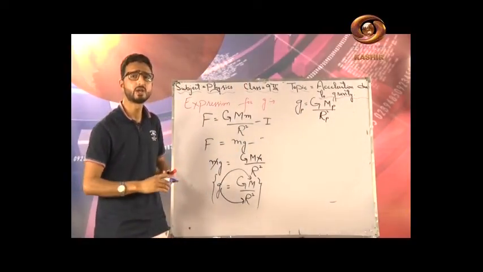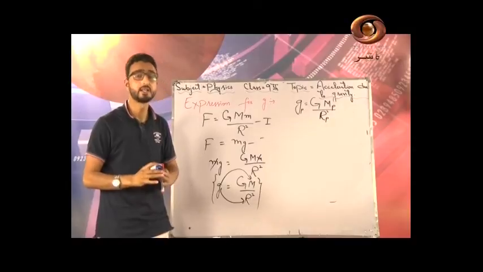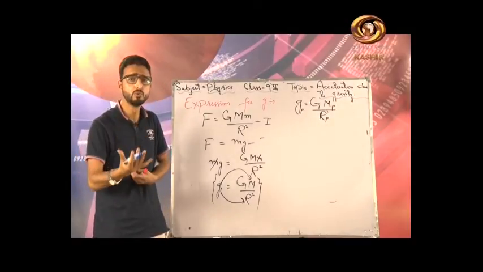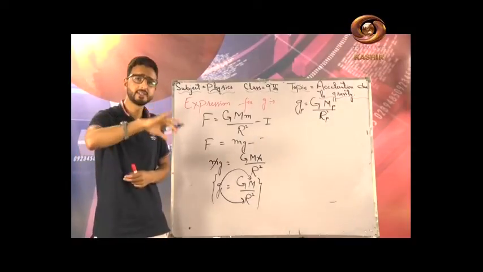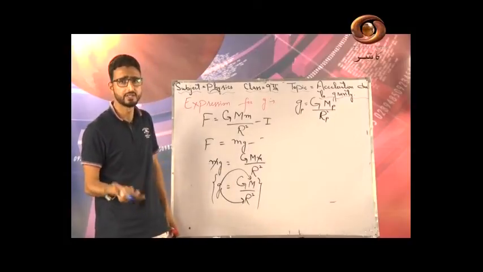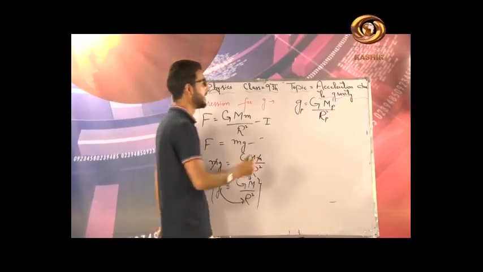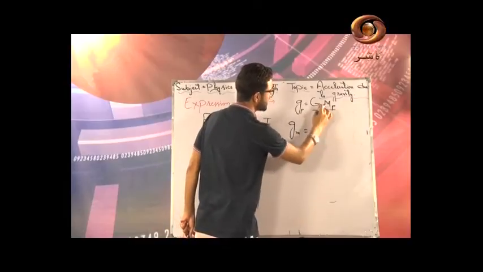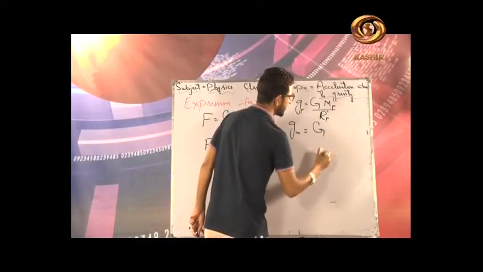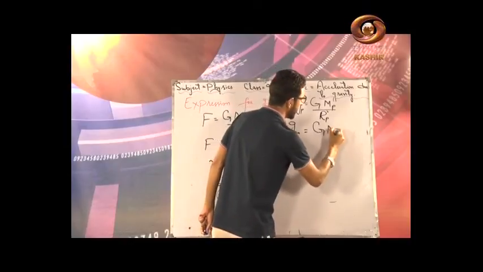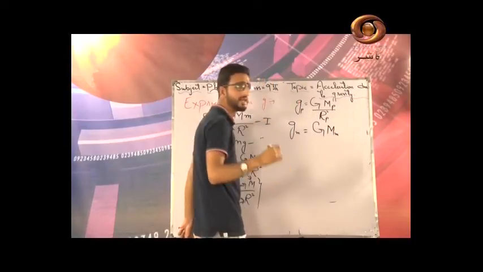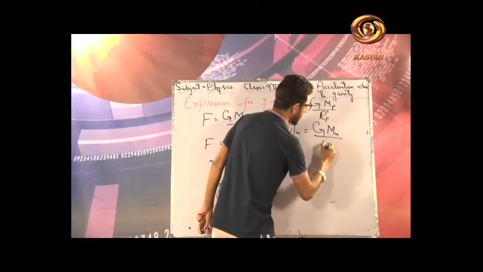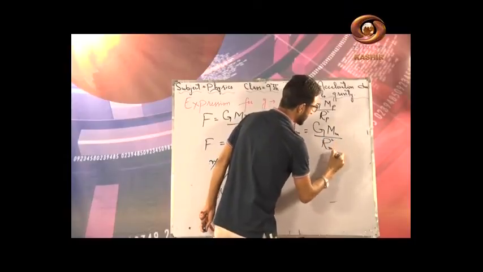Now let's try to calculate the value of acceleration due to gravity on the surface of moon. Moon is not a planet, but it is basically a natural satellite of Earth. It revolves around the Earth. Now, let us try to calculate g on the surface of moon. From this very expression, I will write G, it is universal constant, M, I will write M, that is mass of moon divided by radius square, radius of moon square.